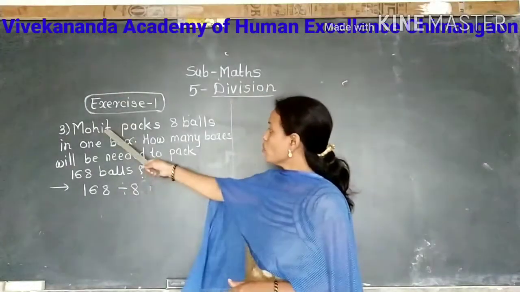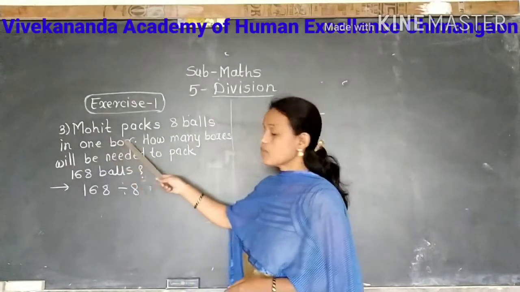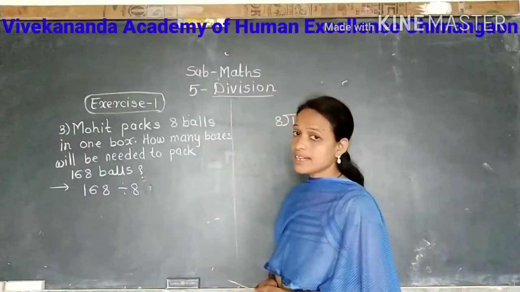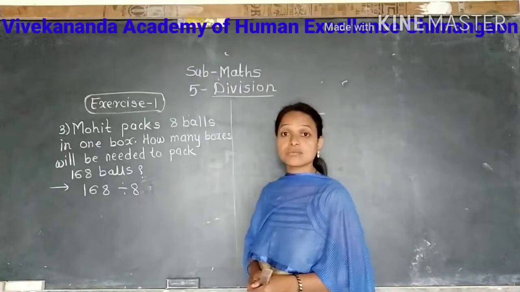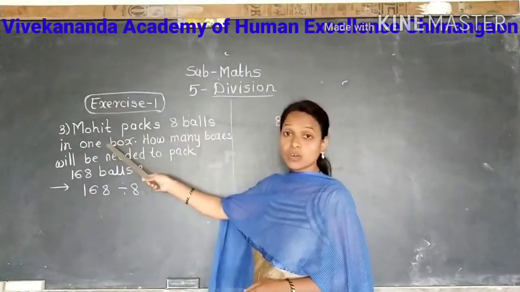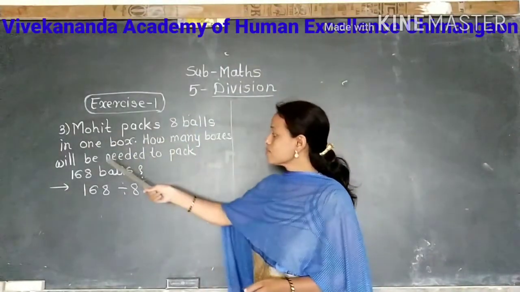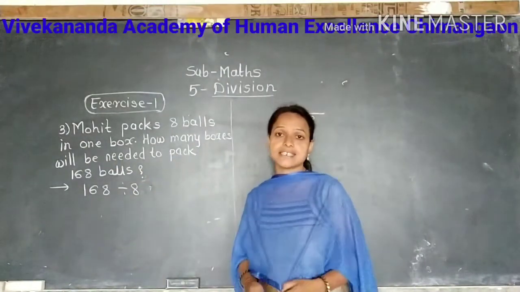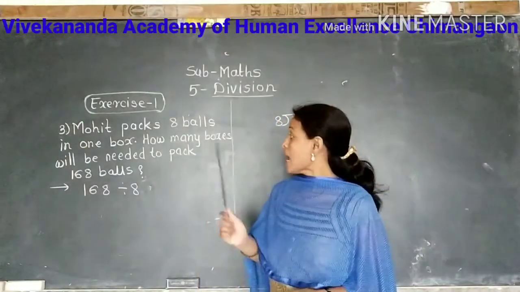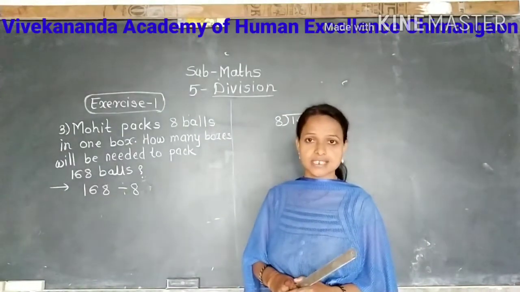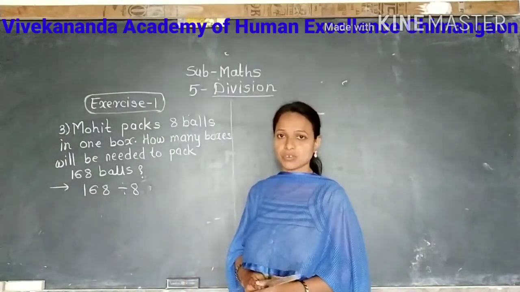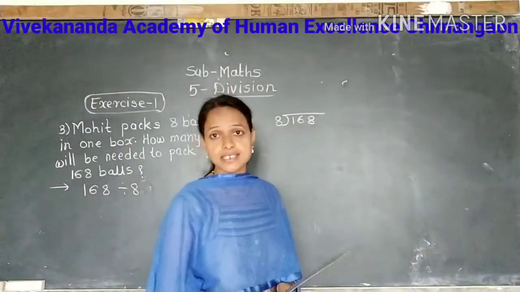Next, look here. Mohit packs 8 balls in one box. How many boxes will be needed to pack 168 balls? Listen again. Once more we will read the word problem. Mohit packs 8 balls in one box. How many boxes will be needed to pack 168 balls? Means here given in one box 8 balls, and we have to find out how many boxes will be needed to pack 168 balls. So here we have to divide 168 by 8. Okay? So let's divide 168 by 8.